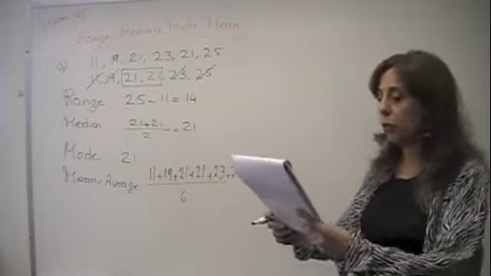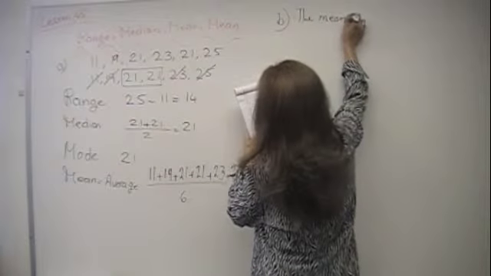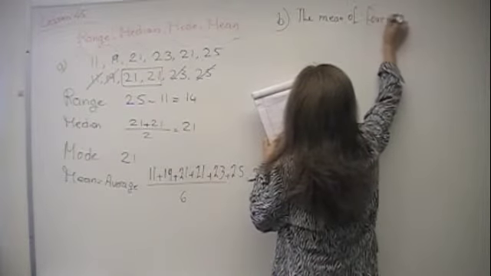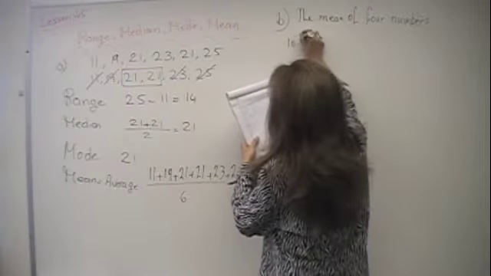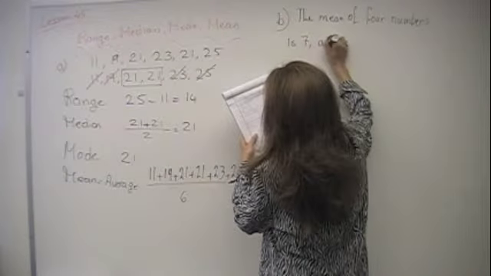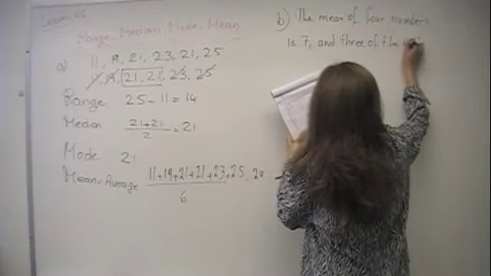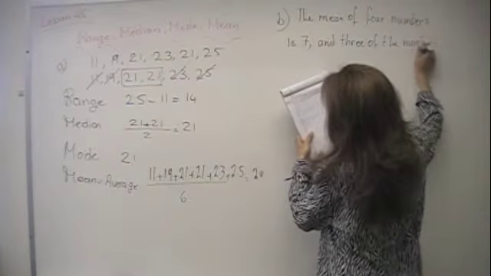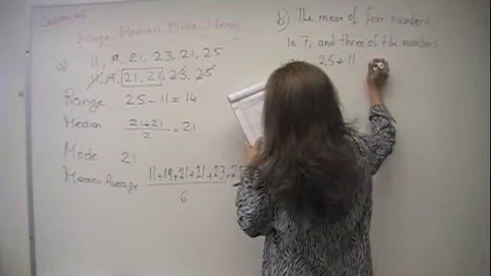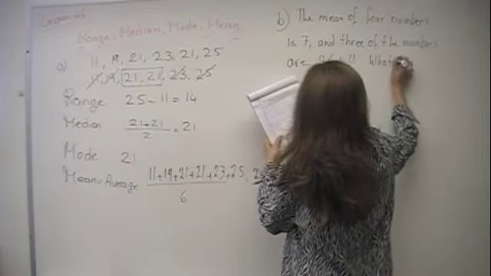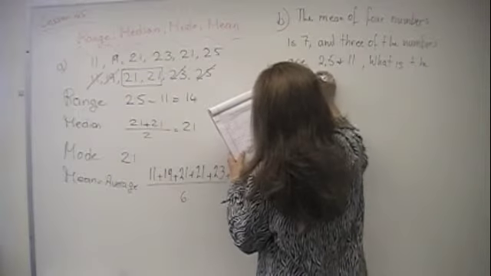The last example for today, B. The mean of 4 numbers is 7, and 3 of the numbers are 2, 5, and 11. What is the fourth number?